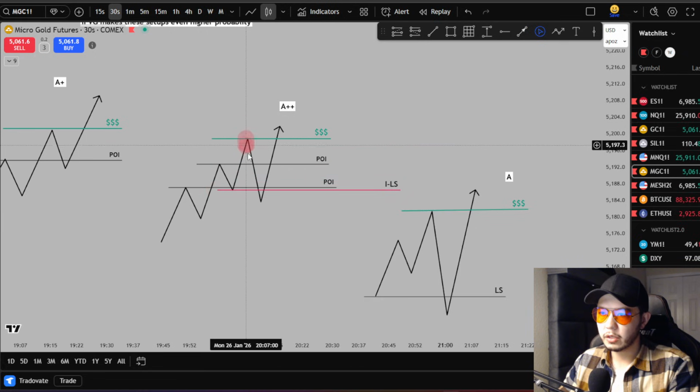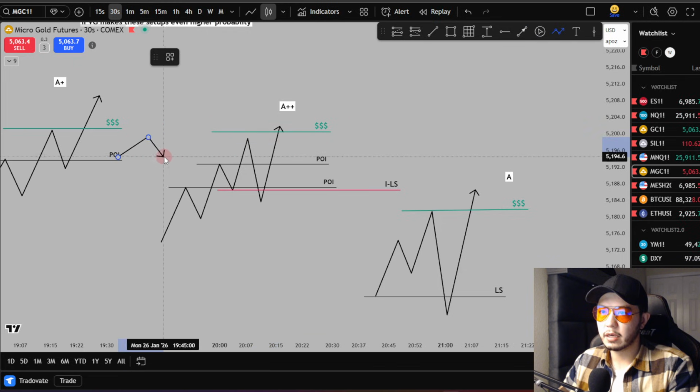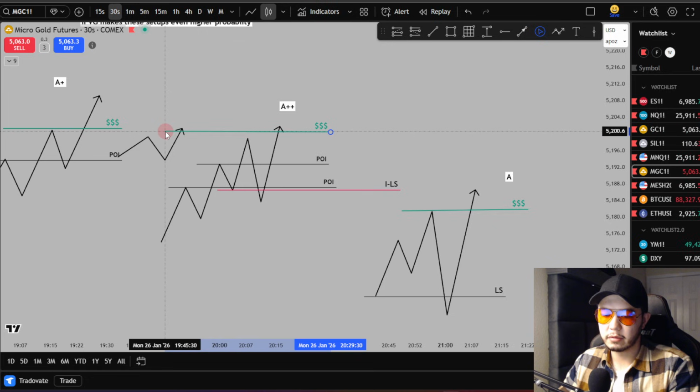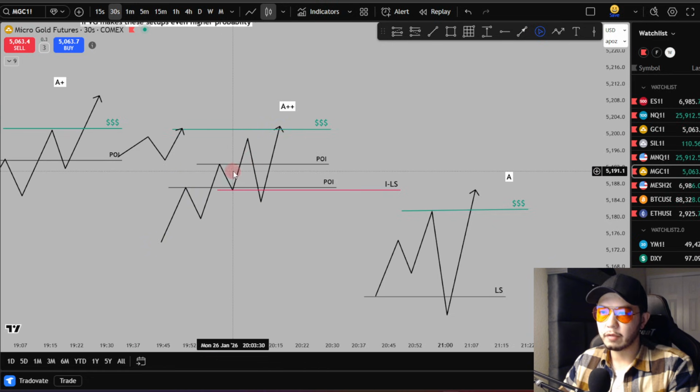So we come down. Once we take out the POI, let's say there's a clear target that we haven't hit, and it usually works if there's a clear area on the left side. Let's say there's a high way on the left side from the previous day or whatever. It doesn't matter, that we failed to take.